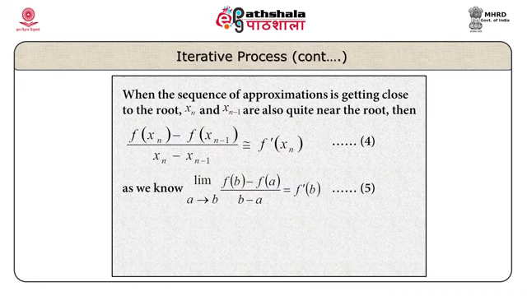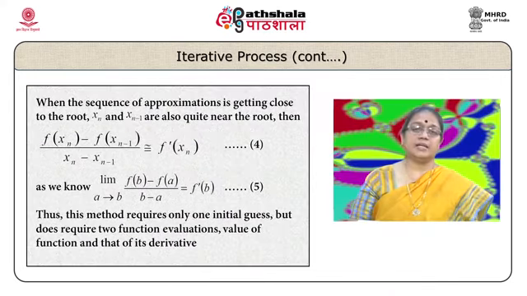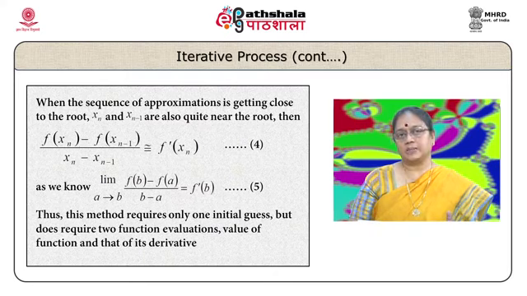So, this is how we can arrive at the Newton-Raphson formula using the second method. See, this method requires only one initial guess, but requires two function evaluations per iteration. One is the function value at the point xn, and the second is the derivative of f at the point xn. So, the function evaluation part is not being saved.